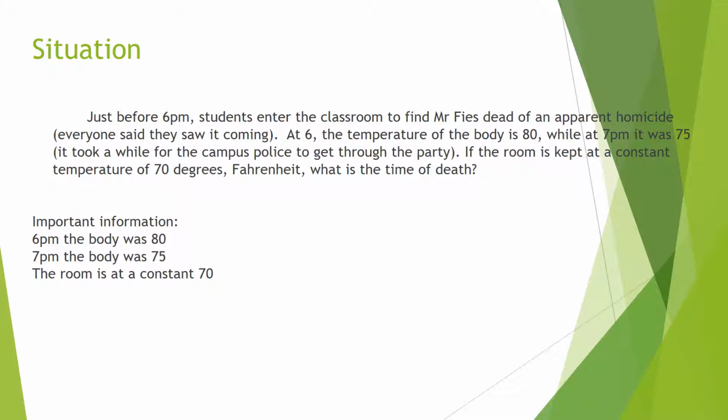Okay, so the important information to take away from here is that at 6 p.m., the body was 80 degrees, and at 7 p.m., the body had lowered to 75 degrees. That means in that time period, being 1 hour, the temperature of the body decreased by 5 degrees Fahrenheit. And the whole time, the room was kept at a constant 70 degrees Fahrenheit.